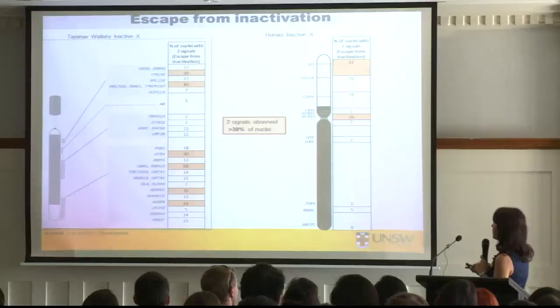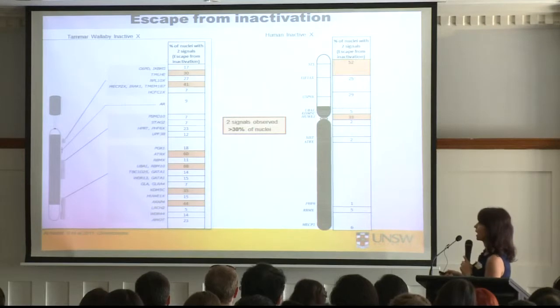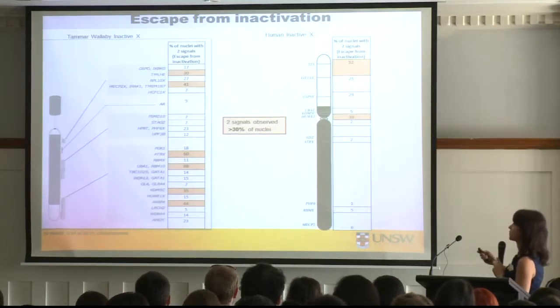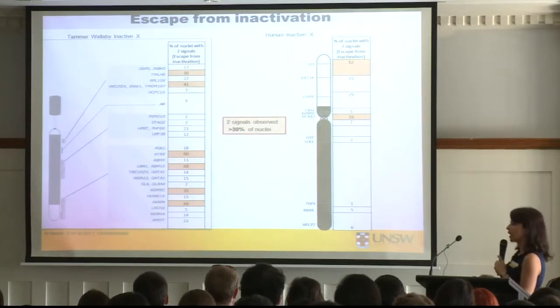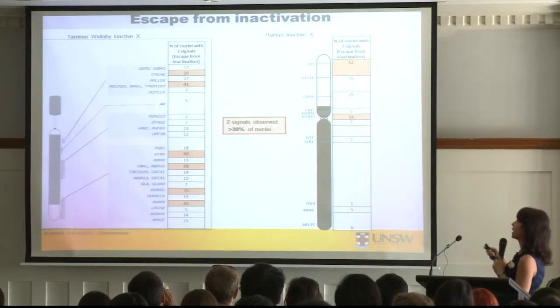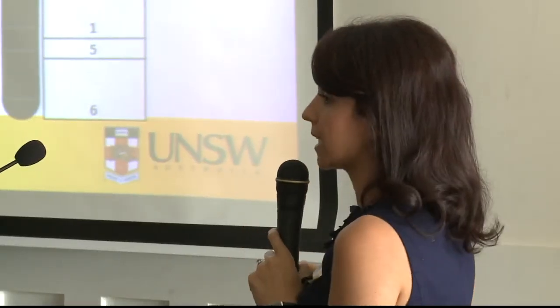So when we compare this frequency of escape in the marsupial X in comparison to the frequency of escape in the human X, what we've noticed is that there are a greater number of genes on the marsupial X that escape inactivation at, say, 30% of nuclei in comparison to the human X.